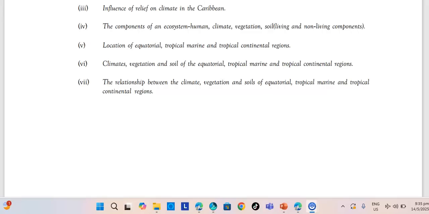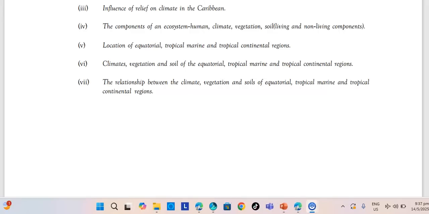So in summary, equatorial regions are located near the equator. They are hot and wet all year. Tropical marine regions are located near the sea. They are warm with rainy and dry seasons. Tropical continental regions are far from the sea, very hot with wet and dry seasons.